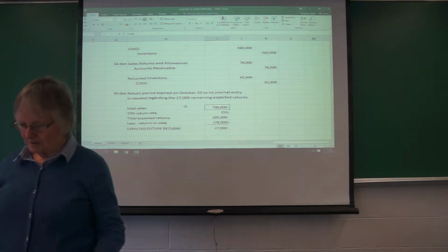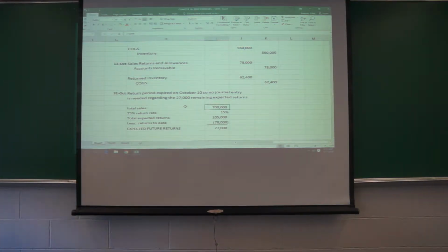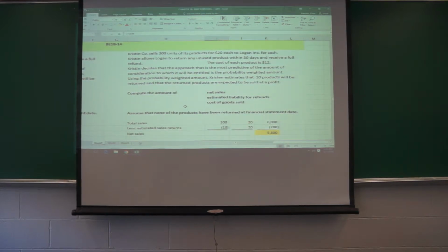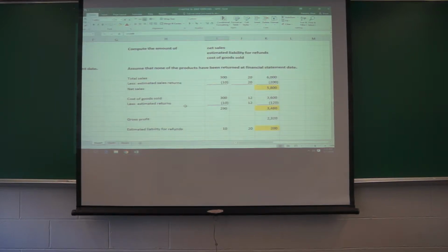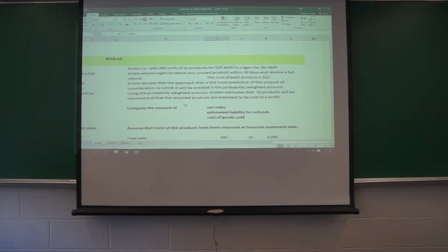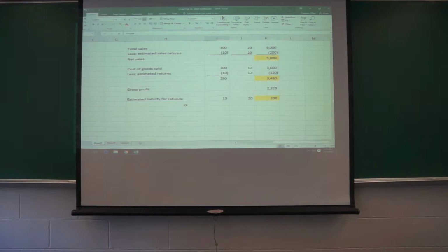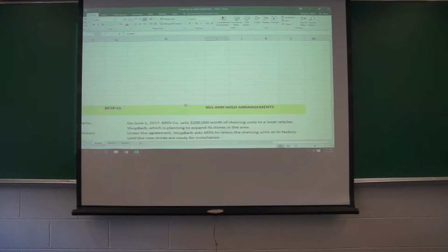Okay, so let's look at 14. 14 is you're just sort of estimating the liability for refunds, so that's very similar to what we just did. So I won't take up time on that.